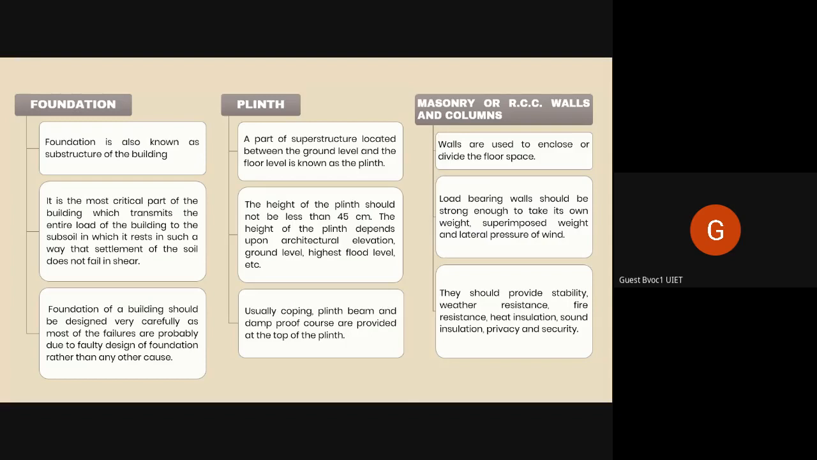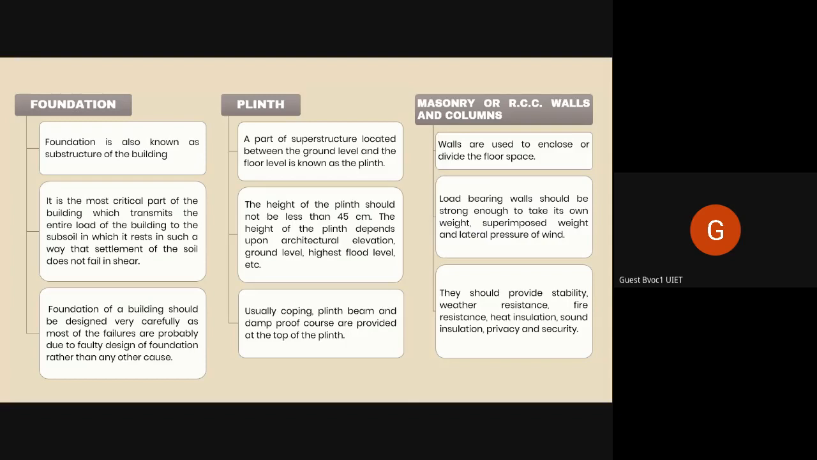So most of the design failures, when buildings collapse, walls topple, slabs fall. That happens because the foundation isn't designed in a perfect manner, or maybe the structure isn't designed in a perfect manner.